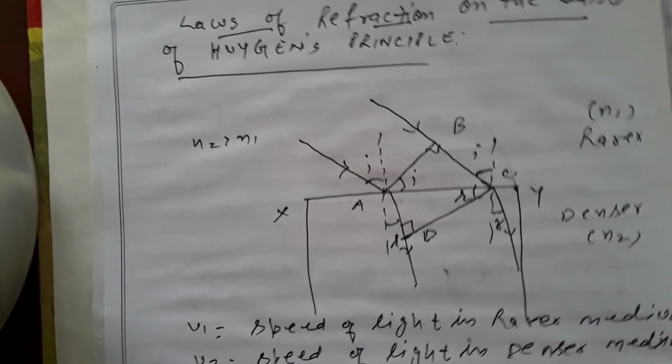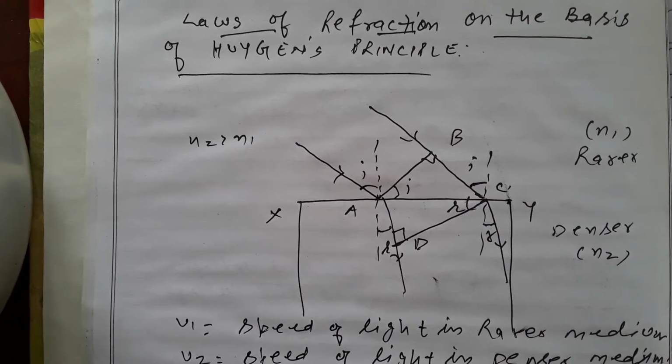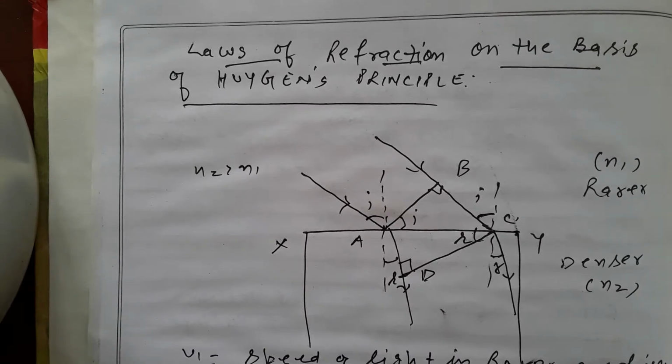Hello children. In wave optics, today we will do laws of refraction on the basis of Huygens principle. According to laws of refraction, we can write sin i upon sin r is equal to n2 by n1. This is also known as Snell's law.